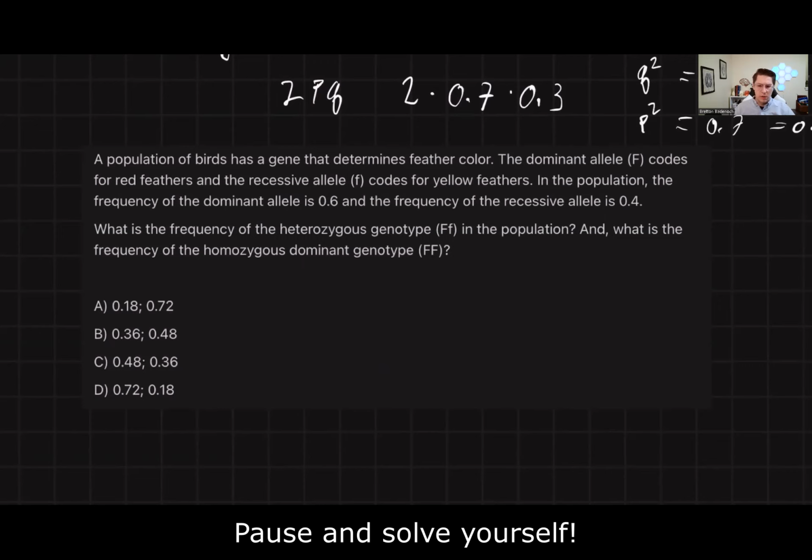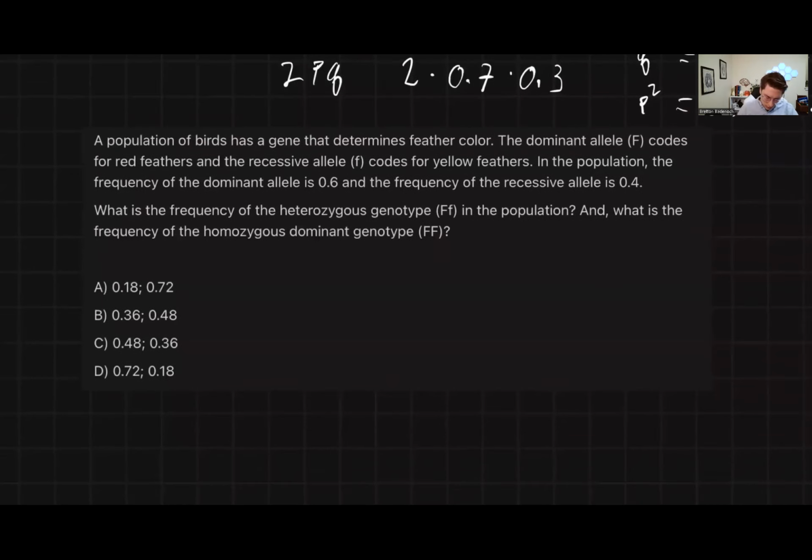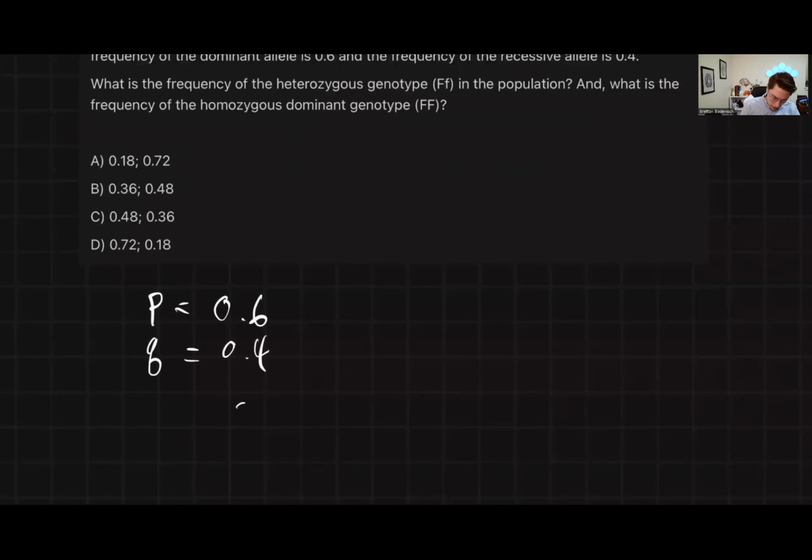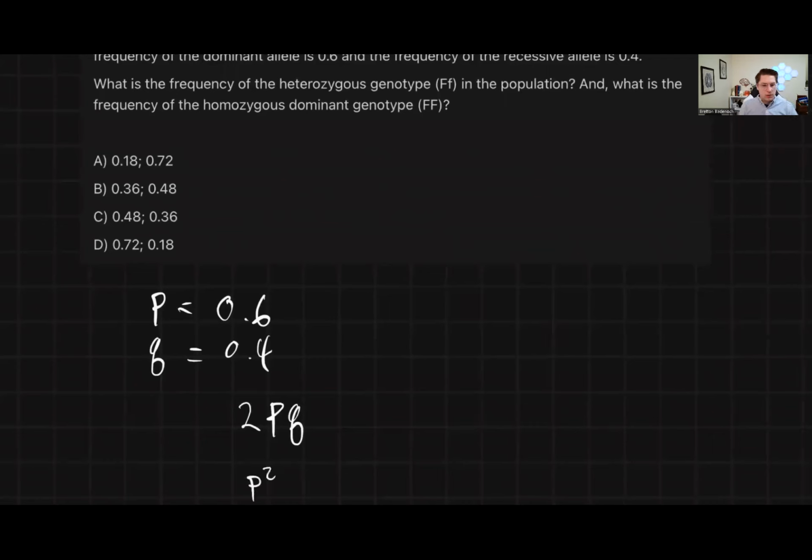Take a moment and try and solve this. Again, I think a good first step is to write down what we know. We know that our dominant allele is 0.6 and our recessive allele is 0.4. Now we just need to figure out, okay, what is the equation to figure out heterozygous and homozygous? Heterozygous, as we previously saw, was 2pq, and homozygous dominant is p squared. So again, we just need to plug in the numbers. So 2 times p, which is 0.6, times q, which is 0.4. And then for p squared, this is just 0.6 squared.